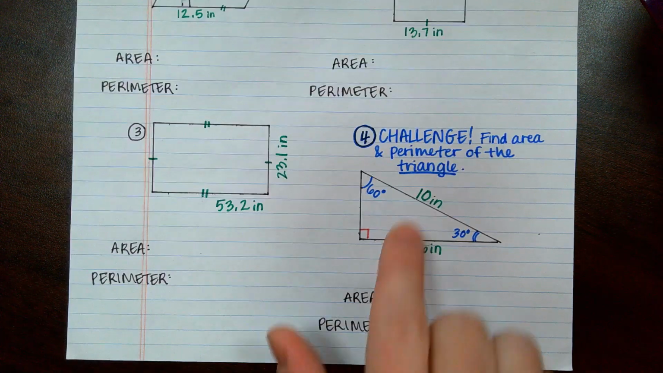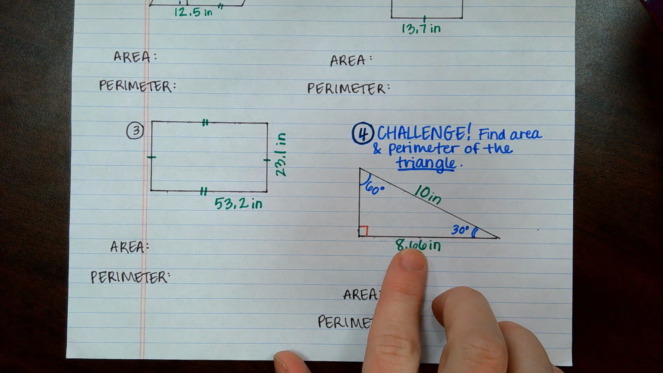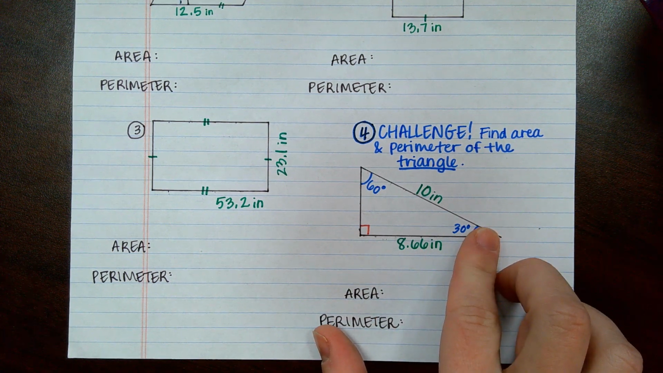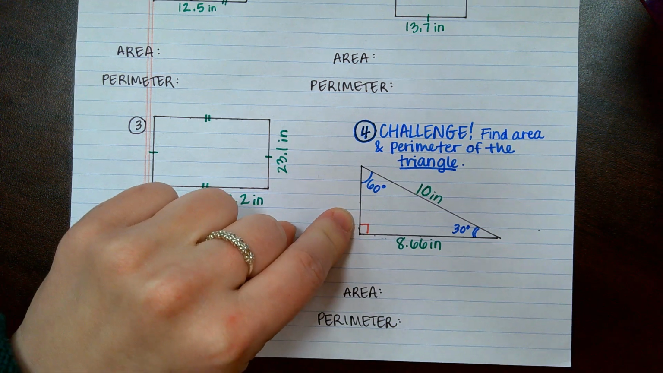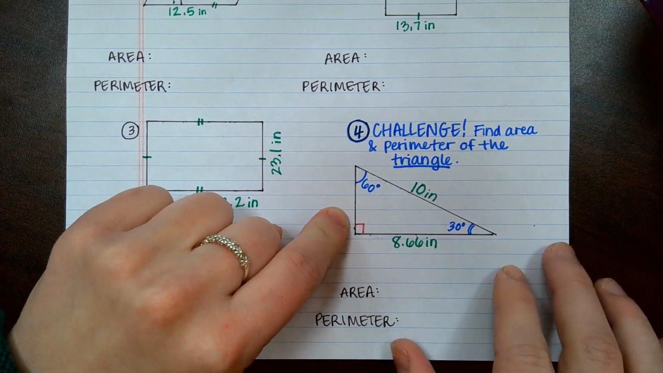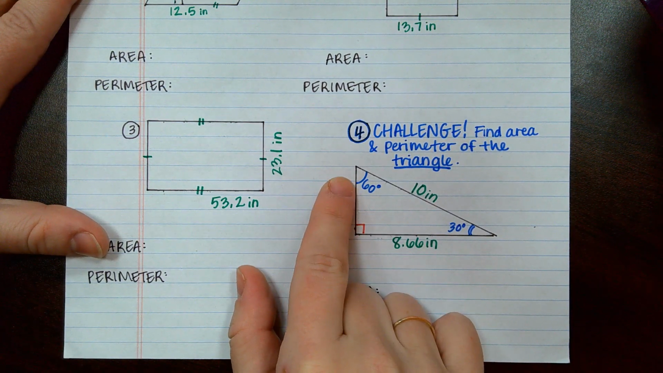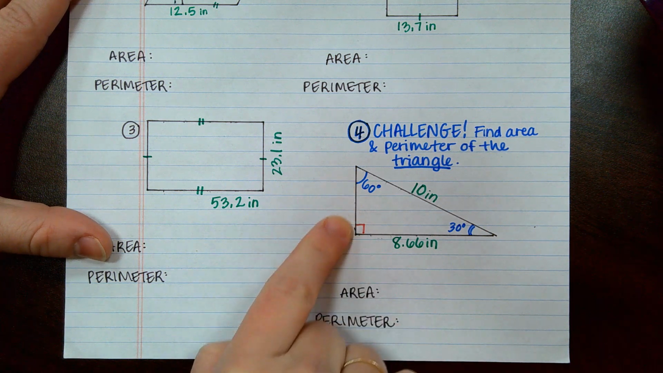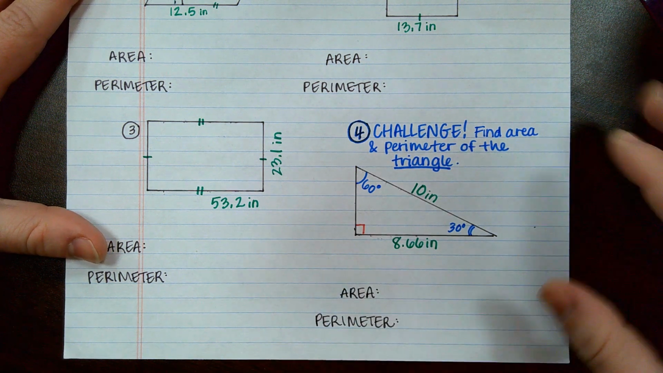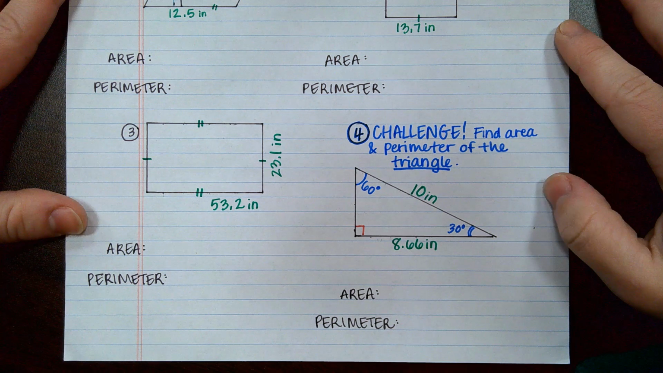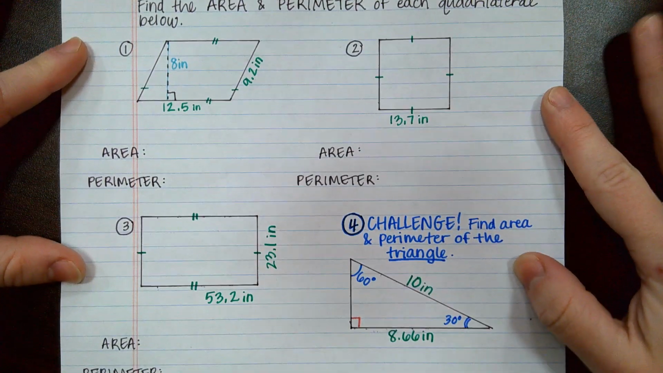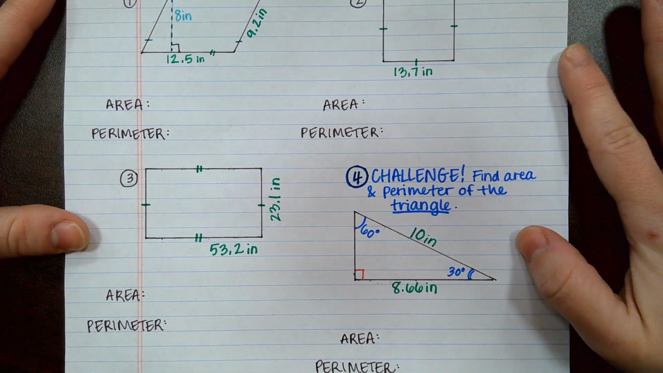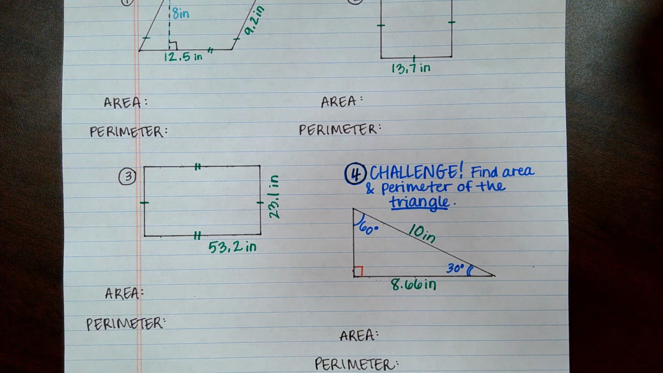For number 4, we have finding the area and perimeter of a triangle. Now notice we have a missing side length here. So you're going to need to go back in your notes if we don't remember how to do that. And we're going to solve for this missing length here. So I'm going to have Gina set a timer, and I'll give you about 15 minutes to work on this. We'll pause the video, and whenever we come back, we will look at the answers together.